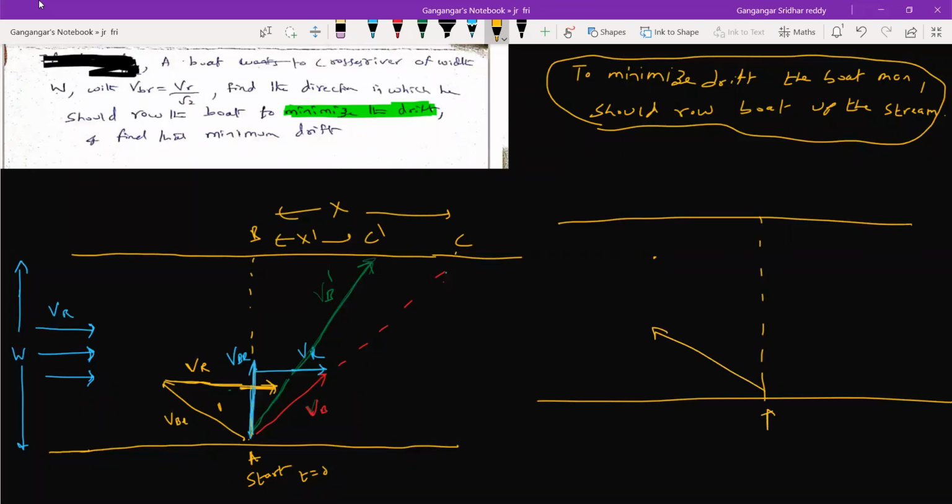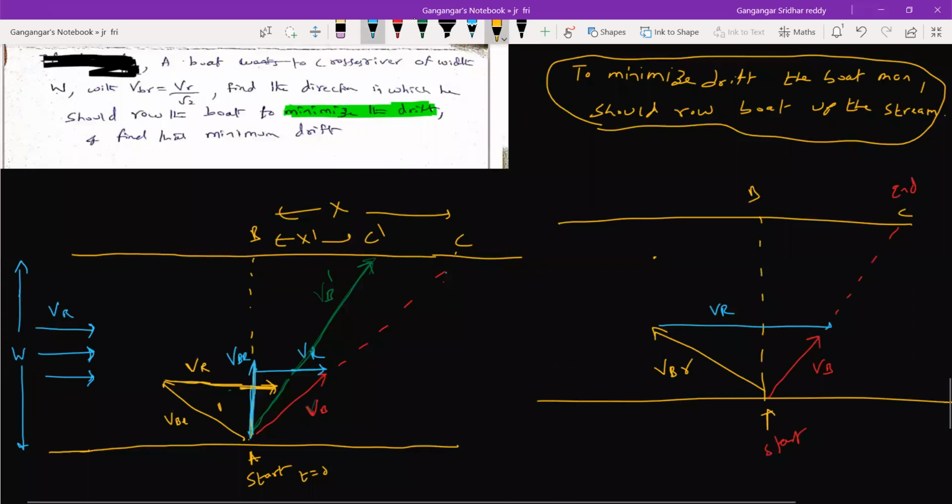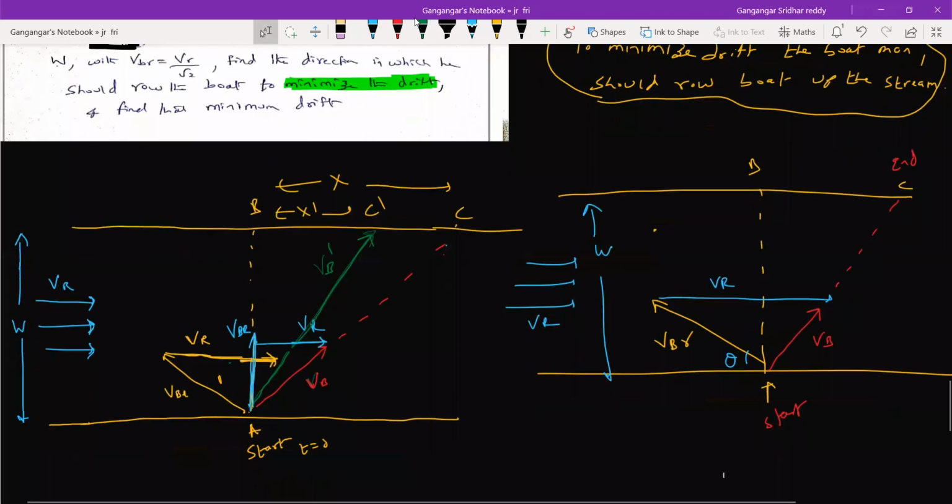So let him row with VBR, and the river current will push. So then this will be the velocity of the boat. This is the starting point. So this is the velocity of the river. This is the width. So let me take this angle as theta. Write down the equation now. What is the time taken to cross the river? Time taken to cross the river.